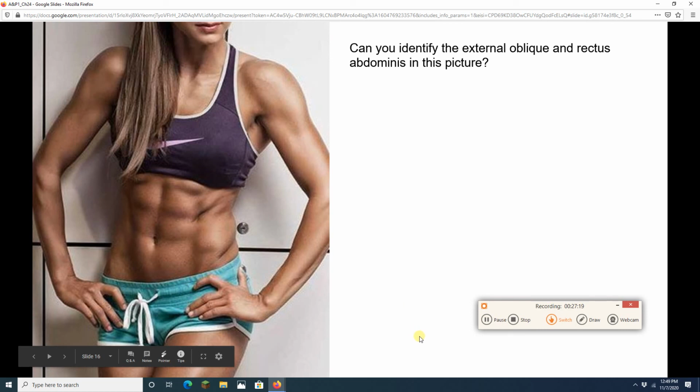All right, take a look at this lady here. She's pretty fit. You can see her external oblique, and you can see her rectus abdominis. See if you can point those two out. See if you can find her sternocleidomastoid as well, because I can see that also.